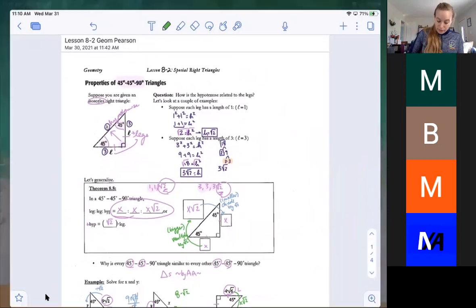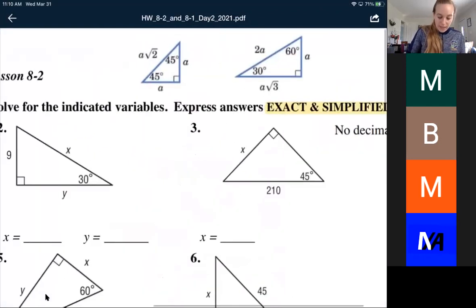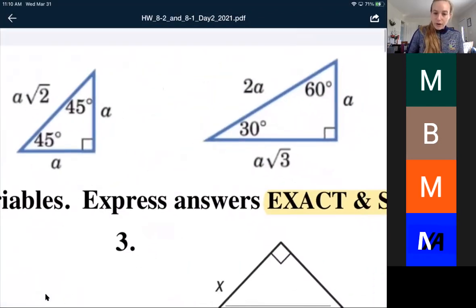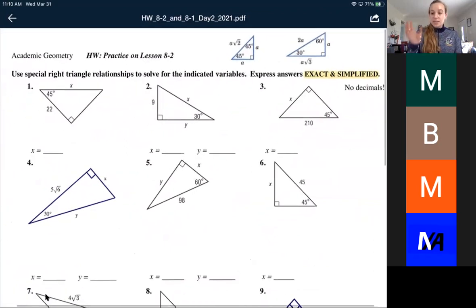Let me go out to Schoology very quickly to remind you what your homework is. So your homework is called this, homework 8.2, 8.1, day 2. If you see, I gave you a little triangle at the top of your homework paper. So if you didn't even have your notes, or if you didn't take good notes, I've got this little key up here.